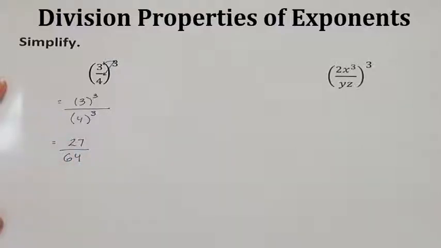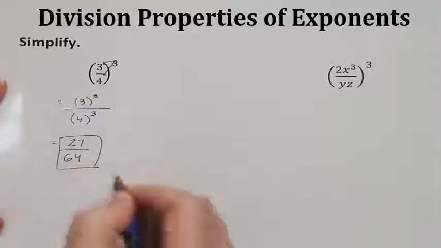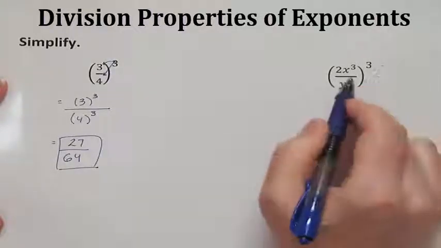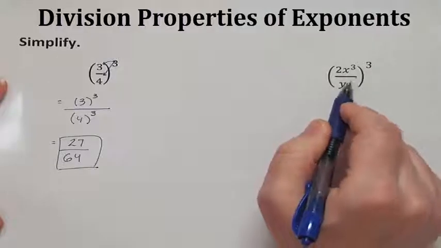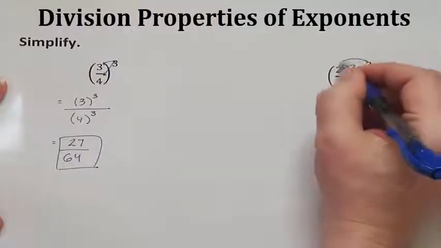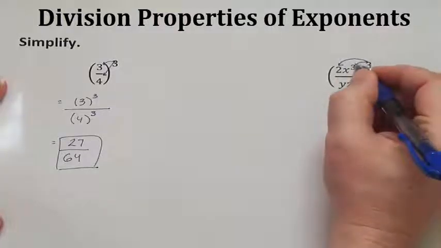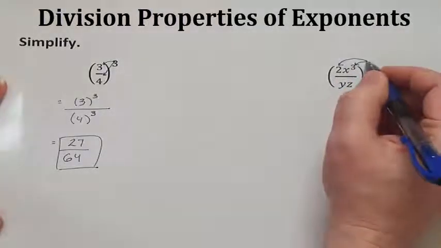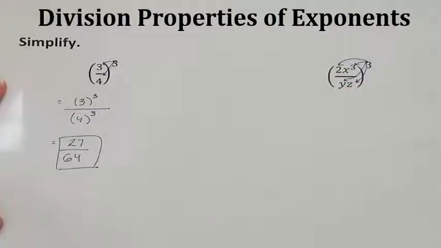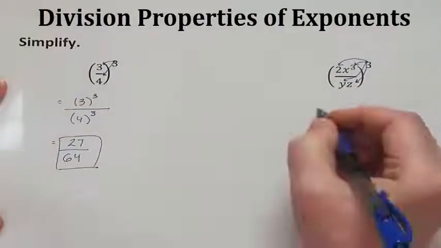27 and 64 do not have a number in common, so you further simplified it, and you're done. Let's go ahead and apply it to this one. Everybody in this parenthesis gets raised to the third power. Everybody, which meant that 2 got raised to the third. This x got raised to the third. This y got raised to the third. This z got raised to the third. Everybody gets raised to the third.